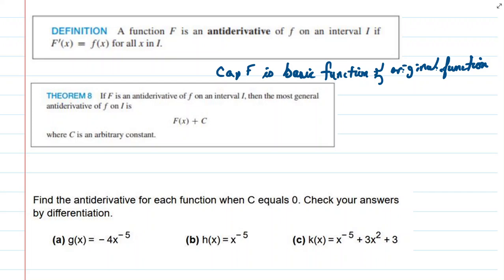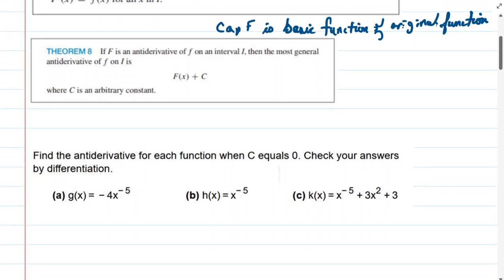Everybody good? All right. Well, it says in the next theorem that if we have an F as an antiderivative, basic form of the function, on the interval I, then the most general antiderivative of f on I is F of x plus some constant. And there's the rub. You can keep just the cap F and work with that, and then determine if you're moving it for whatever height you need.